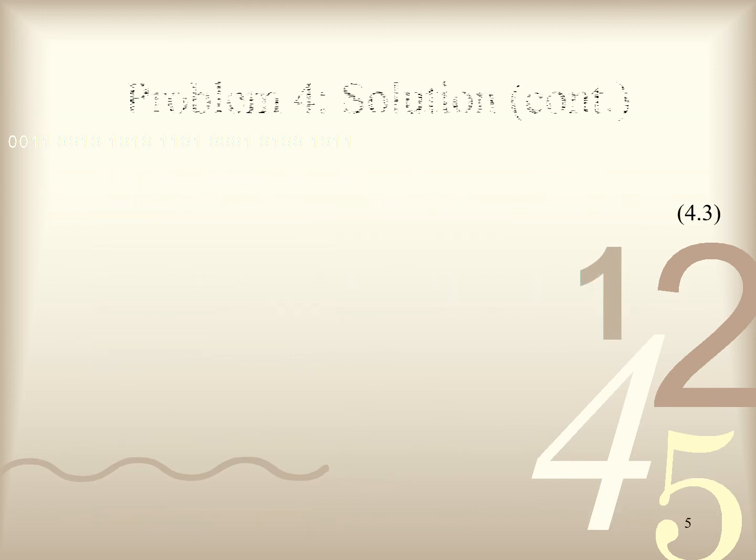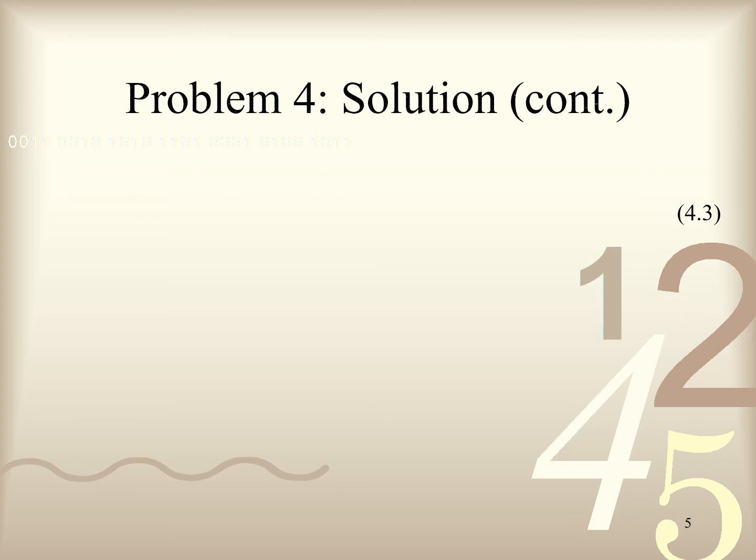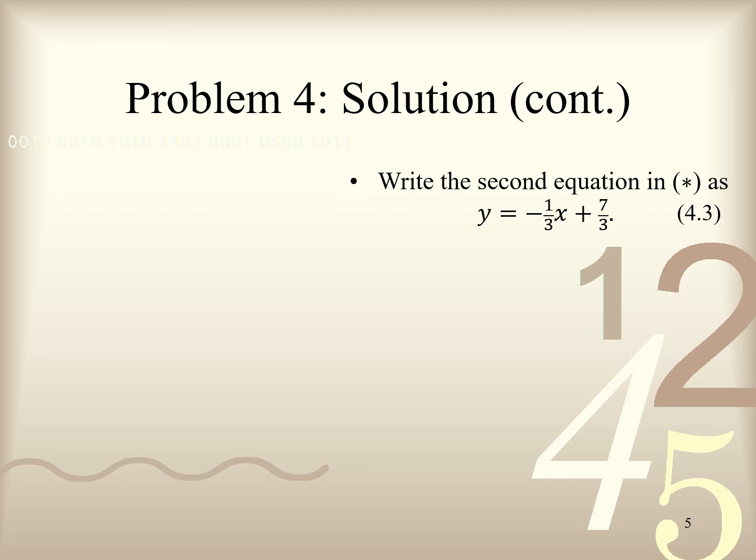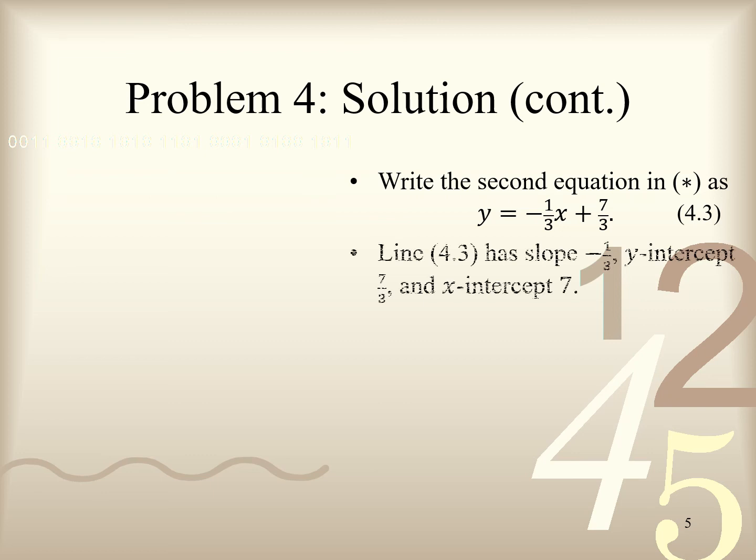Let's continue solving problem 4 from where we left off. We write the second equation in star as the equation of the line y equal to negative 1/3 x plus 7/3, and label it as 4.3. Line 4.3 is in slope-intercept form with slope negative 1/3, y-intercept 7/3, and x-intercept 7.